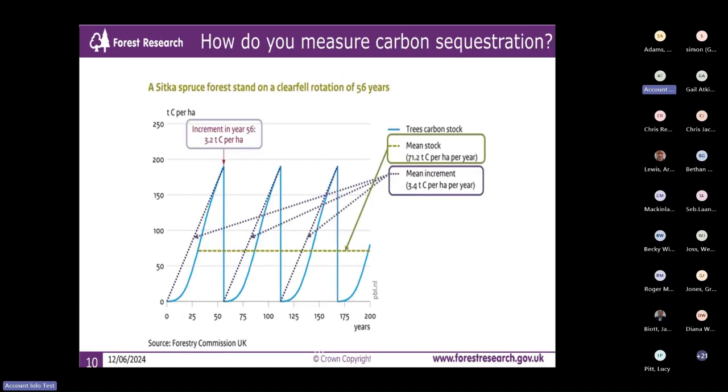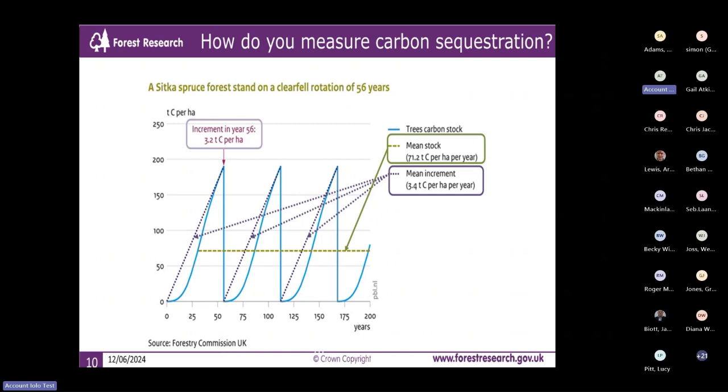Well, there are different ways of measuring what the carbon impact of creating a woodland is. And these are the different, it's a shame we haven't got the animations here because it would make it easier to follow. Here, for example, are three rotations of that Sitka spruce stand. And this arrow here is telling you what the average increment of the stand is over its rotation. And you can see it's 3.2 tons carbon per hectare per year is the increment. The increment is the rate of carbon uptake by the forest. But what you also have here is the average carbon stock in the forest, the mean carbon stock, which is 71 tons carbon per hectare.